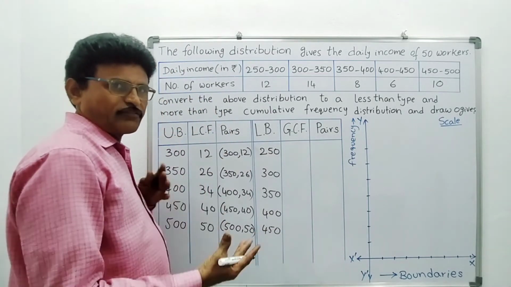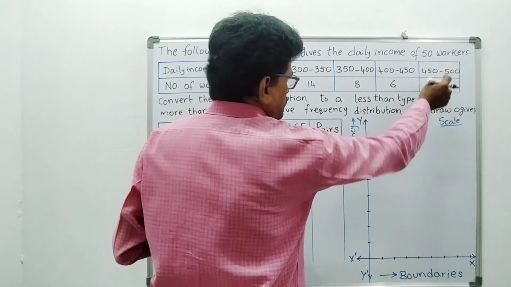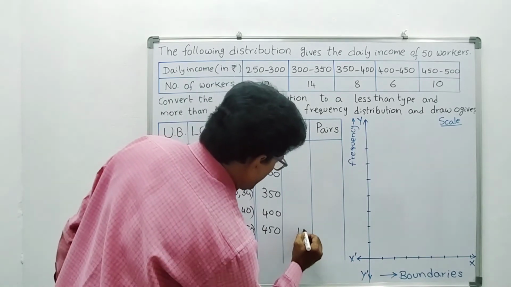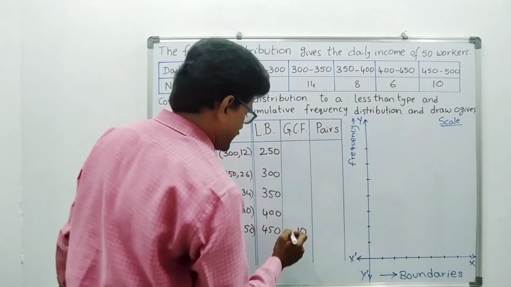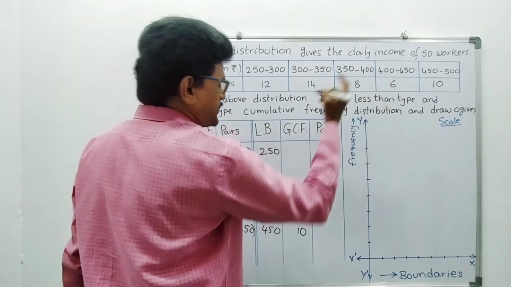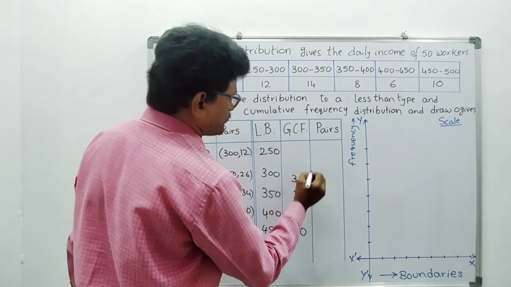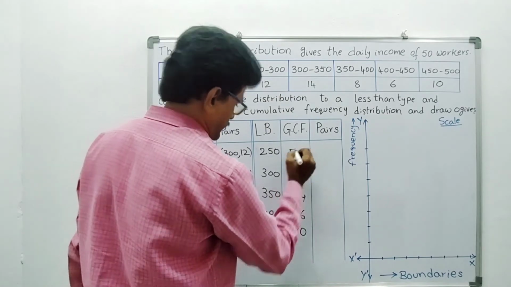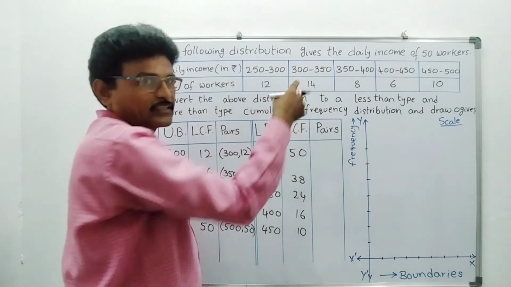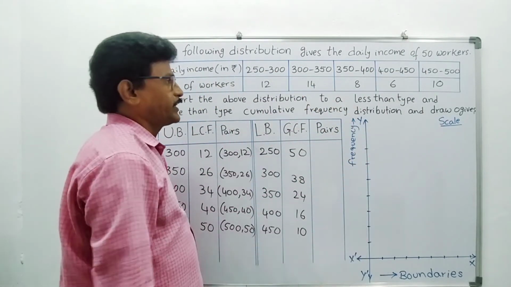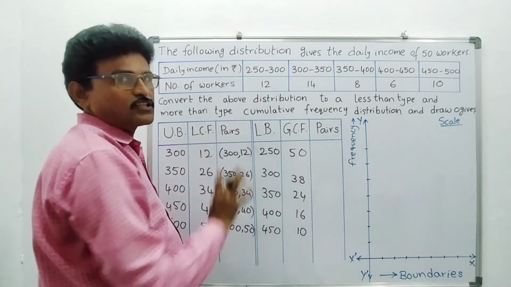Now how to add the frequency here? More than cumulative frequency means from here you have to start. First one is 10, right? From that side you have to add everything. 10, 10 plus 6, it is 16. 16 plus 8, 24. 24 plus 14, 38. 38 plus 12, 50. See, same value you are getting. From this side if you are adding, you get 50 because 50 workers are there, the total number of workers. That is the total frequency, right? From here you are adding, you will get finally 50. Suppose from that side you are adding, here also you will get 50.